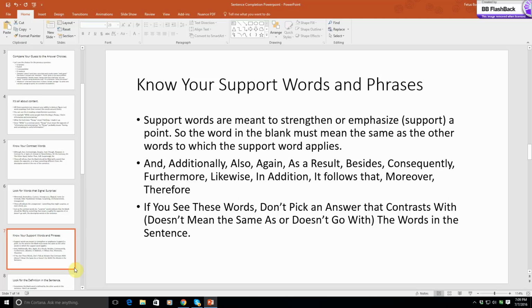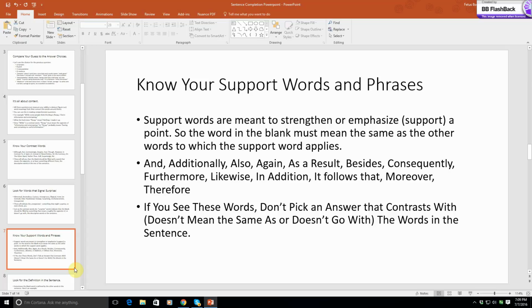On the other hand, or contrastingly, you should also know your support words and phrases. These are ones that don't contrast. They go together with the other words in the sentence. So the word in the blank is meant to strengthen or emphasize a point, and it's going to have to mean the same, or it's going to have to be something you would normally expect with the words to which the support word applies. So and, additionally, also, again, as a result.